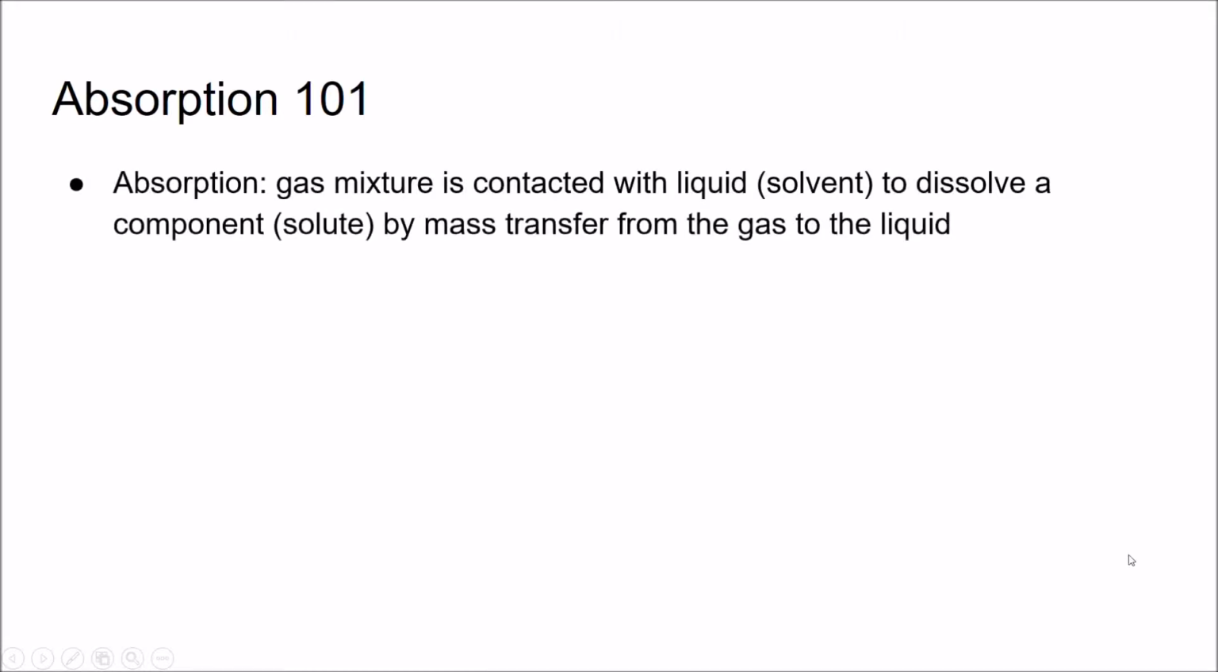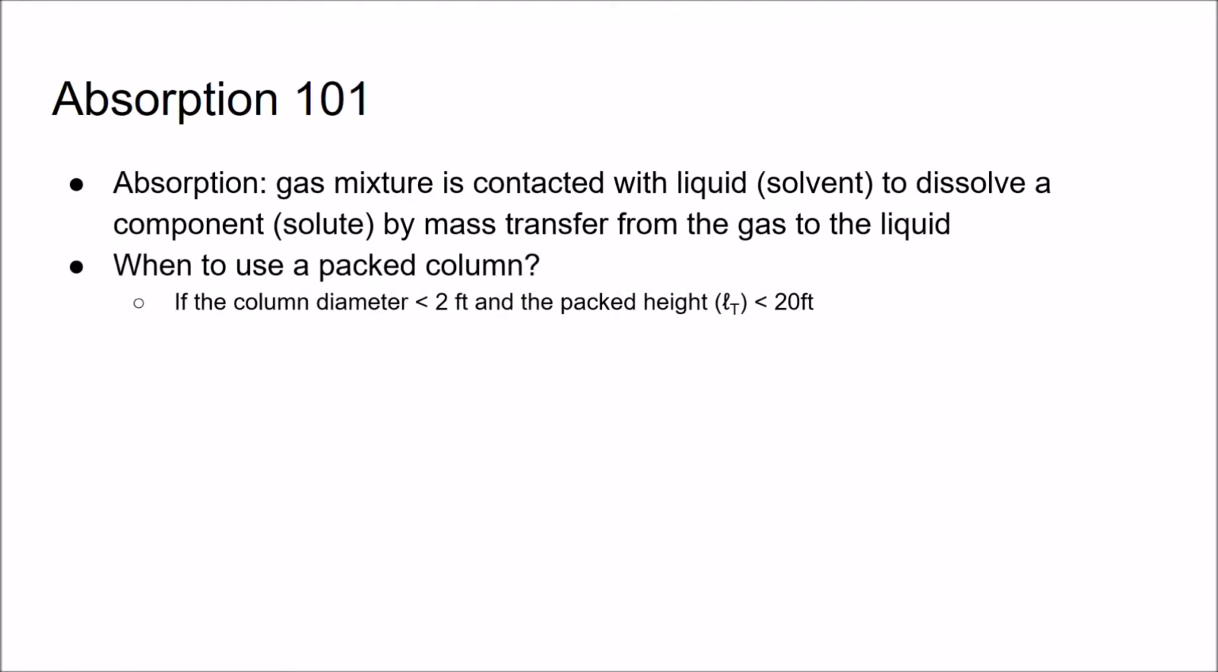Absorption is the chemical process by which mass is transferred from a gas phase to a liquid phase. It occurs in a packed column if the column diameter is less than 2 feet and the packed height is less than 20 feet. If the column is too tall, channeling may occur.